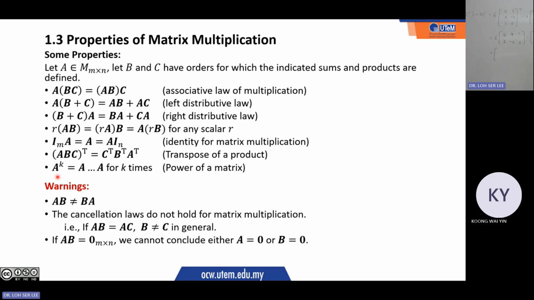Power of a matrix. A to the power K. So let's say A to the power of 3, that means A times A times A, 3 times. That is power of a matrix.